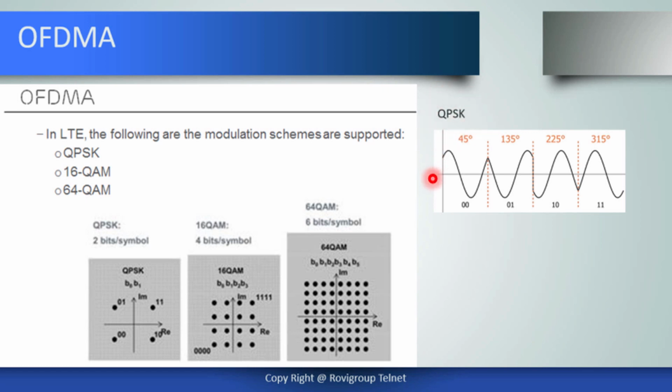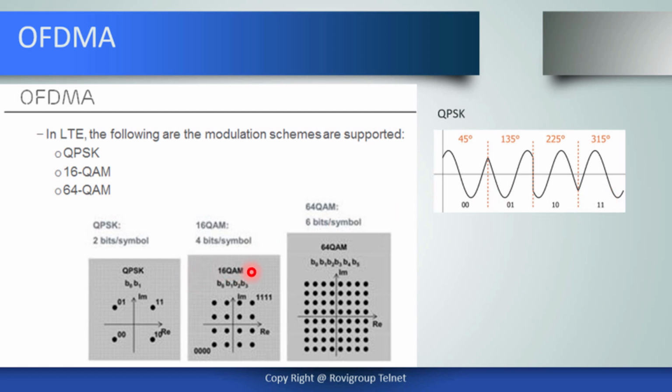In QPSK, there is a change in the amplitude and the phase in order to represent different combinations of information. For instance, if the signal starts from here, we say the information is 0 0, and if the signal starts from here, then we say it's 0 1. If it starts from here, we say it's 1 0. If it starts from here, we say it's 1 1.